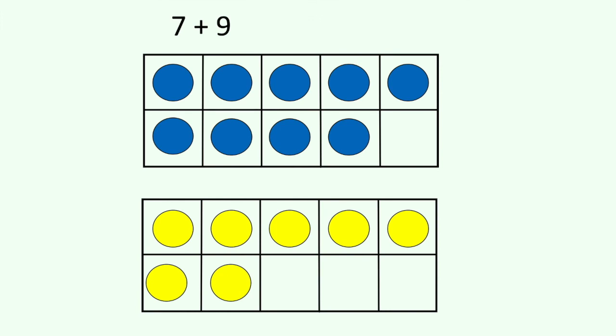What about this one? 7 add 9. We've got 9 on the top, 7 on the bottom. What doubles fact is this the same as? It's 8 add 8. There it is. If you move it from the top to the bottom, we get 8 add 8.